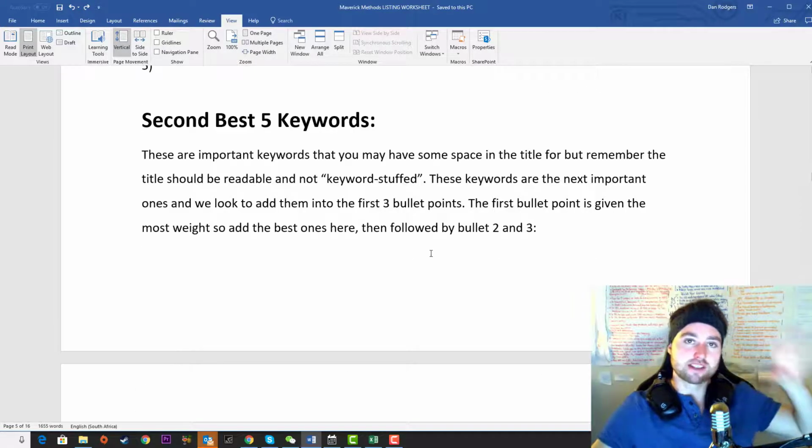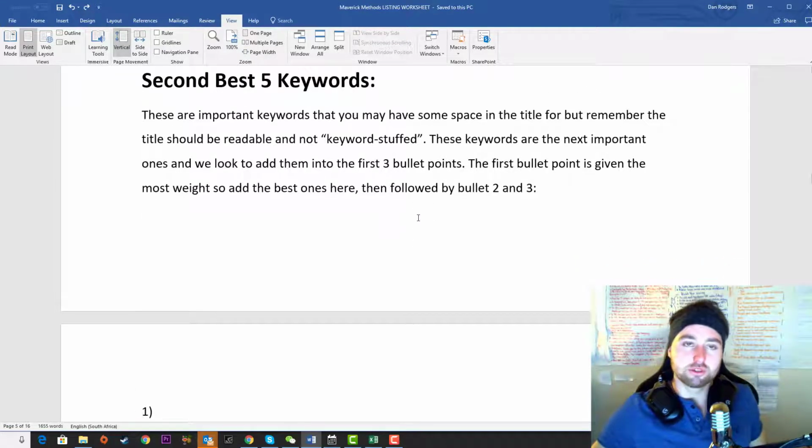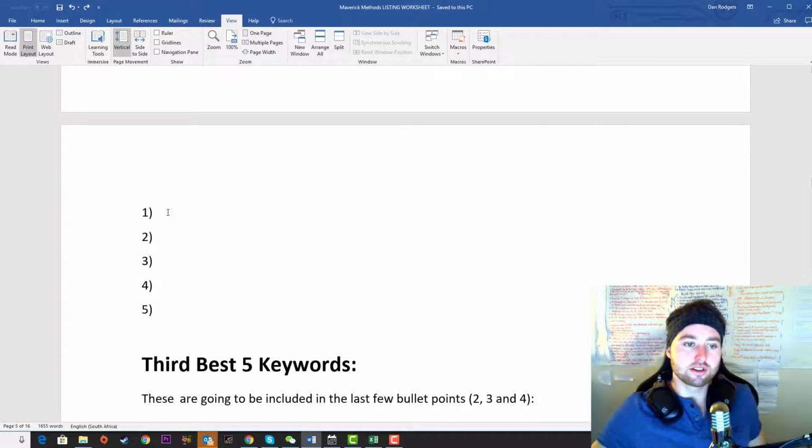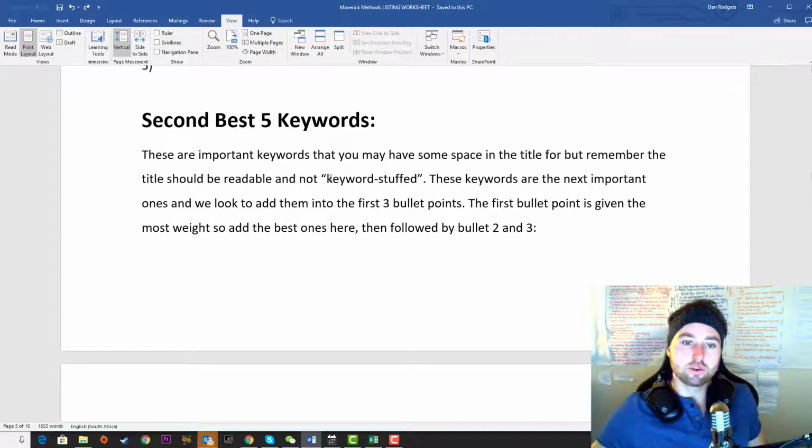The second best 5 keywords, we're going to put these into the bullet points. Remember, we don't want to keyword stuff the title. So these next best ones, they're going in the bullet points. Bullet point 1 is the most important in terms of indexing. Then 2 and 3 are very important. The reason the first 3 are so important is that those are the only 3 viewed on mobile devices as well. So make sure the next 5 best are in the first 3 bullet points.